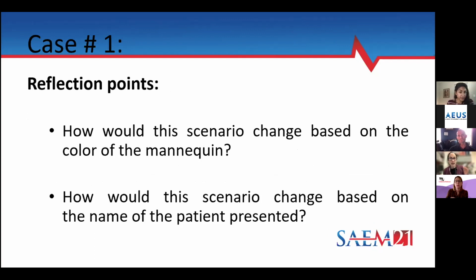So imagine the initial assumptions that you make as the person beginning the resuscitation and gathering all of your initial impressions of the patient. How does the scenario change based on the color of the mannequin that's presented to you? How does it change based on the name of the patient that's presented to you? Do these changes in identity as you're developing a case push you in one direction or another in your thinking, and giving your learners an opportunity to actually think about that and talk about that.